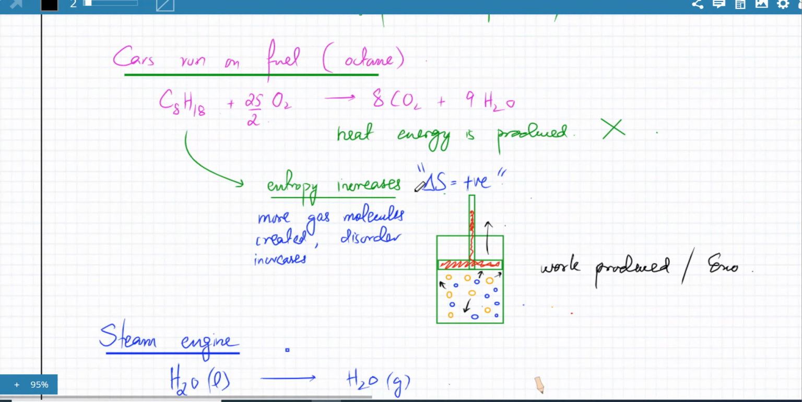And the same with entropy. Either work would be produced or it would be taken in. I mean, if disorder decreases, the piston would be the one doing the work. It would be coming down. So either work would be produced or it would be consumed.